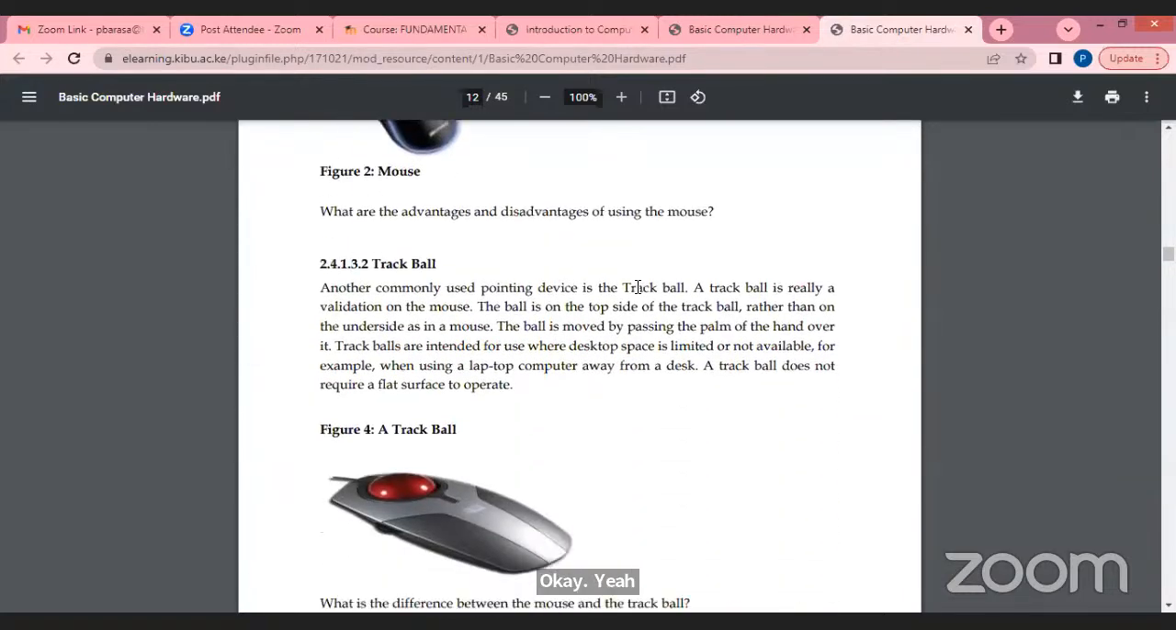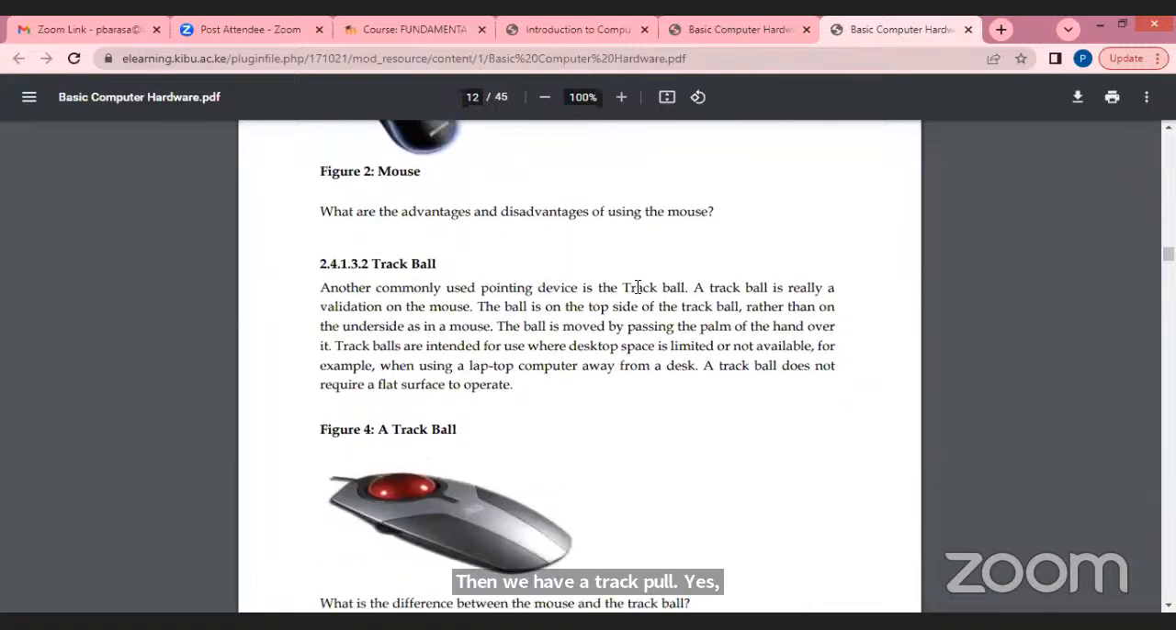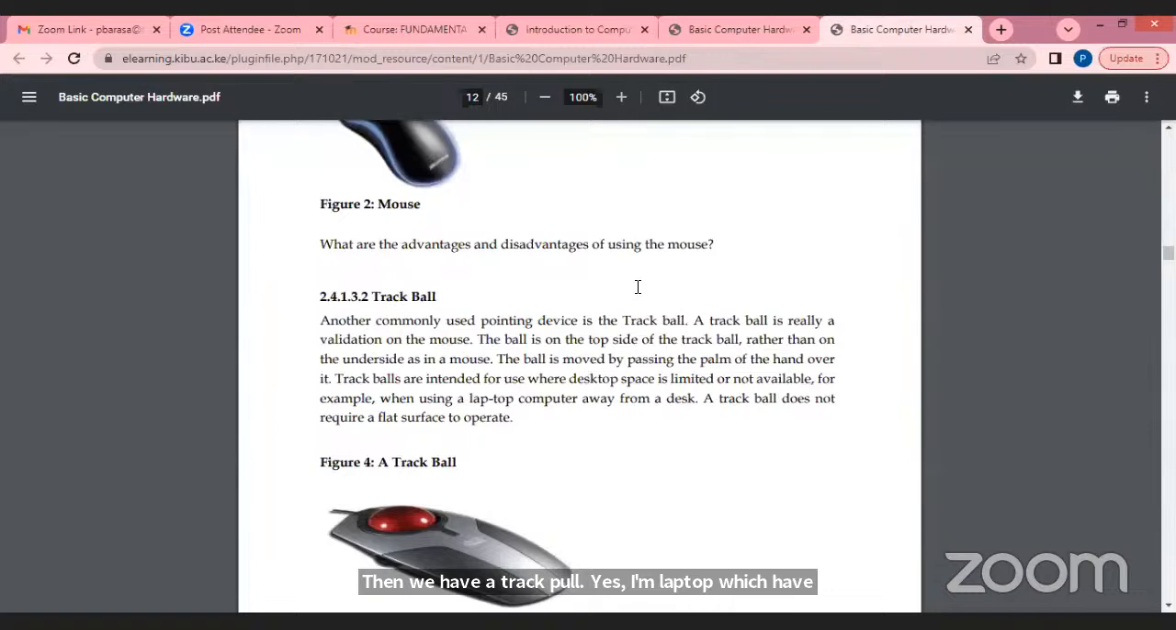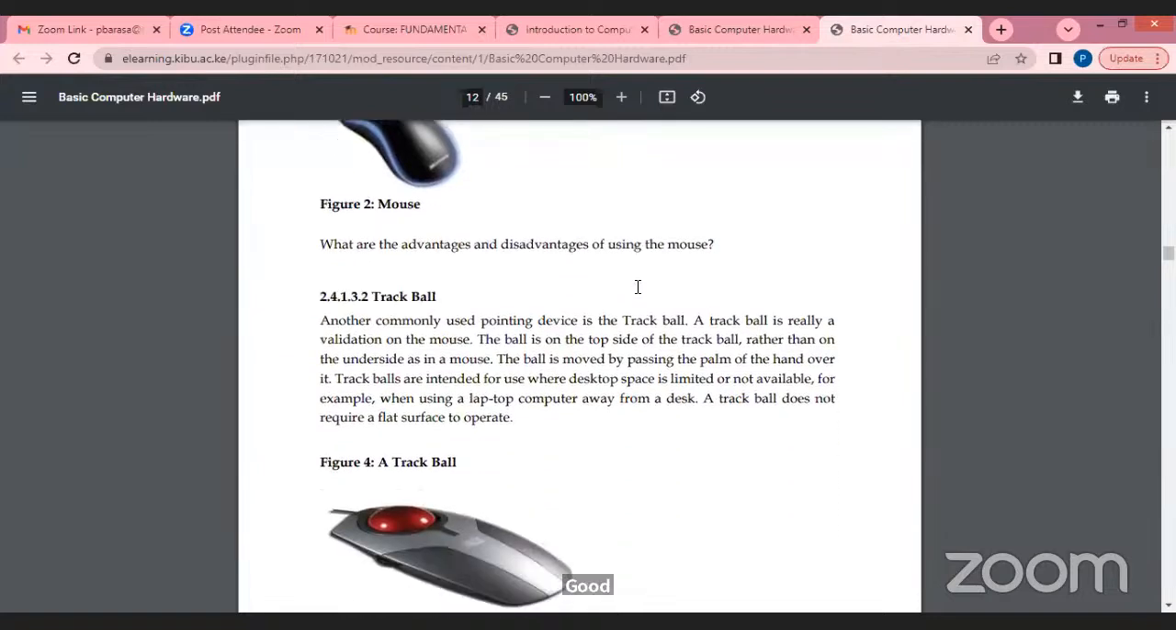Then we have a trackball. Some laptops have something like a trackball, a ball that just moves. What I'll ask you to do on your own time is find out the advantages and disadvantages of using the mouse. That one is on your own. Then another commonly used pointing device is the trackball.